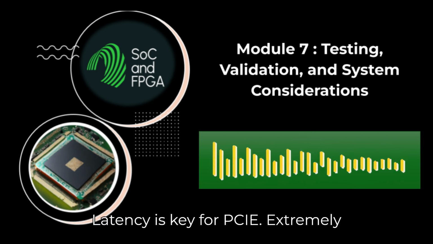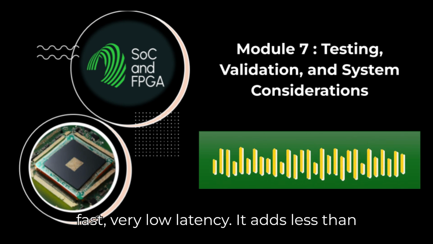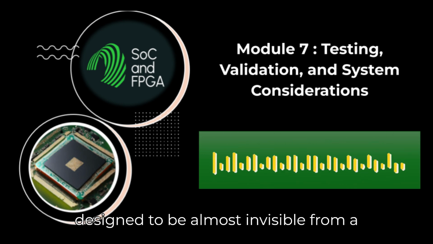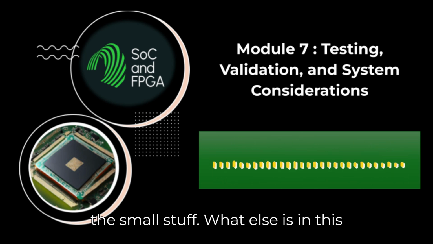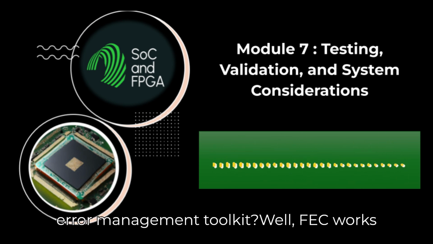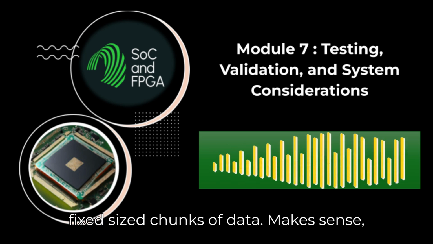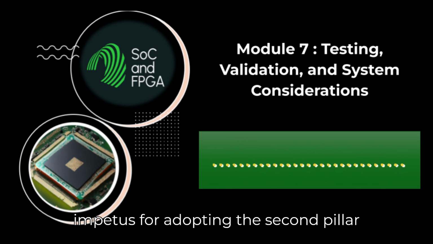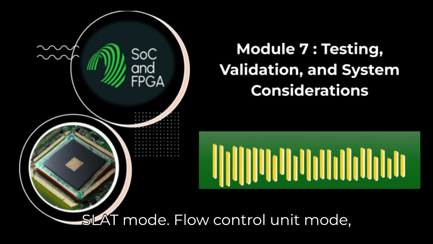And is it fast? Latency is key for PCIe. Extremely fast. Very low latency. It adds less than 2 nanoseconds to the link latency. It's designed to be almost invisible from a timing perspective. Okay, so FEC handles the small stuff. What else is in this error management toolkit? Well, FEC works best when it operates on predictable, fixed-size chunks of data. Makes sense. And that requirement was the direct impetus for adopting the second pillar, FLIT mode, flow control unit mode.